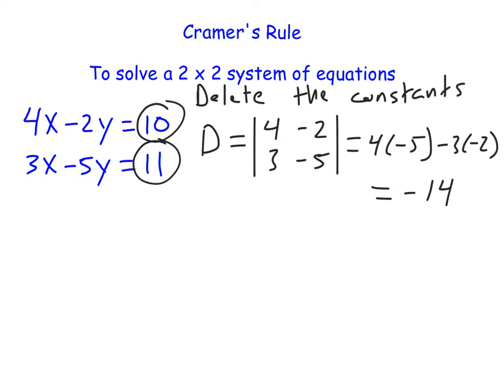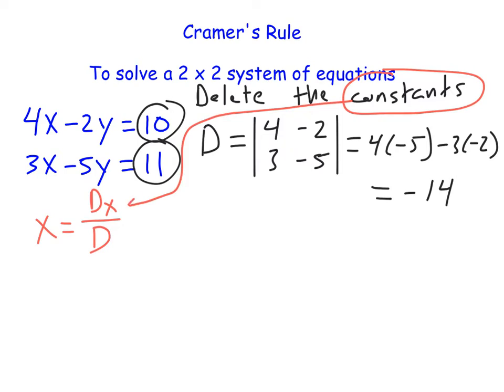Because here's how things progress. To find x, we do the determinant of x over D. And here's how you should think of it. When this happens, the constants replace the variable that we're solving for. It's a little bit goofy. The constants replace the variable that we're solving for. I already know D. Keep that in mind. We saw over here, D is negative 14. That's a done deal.